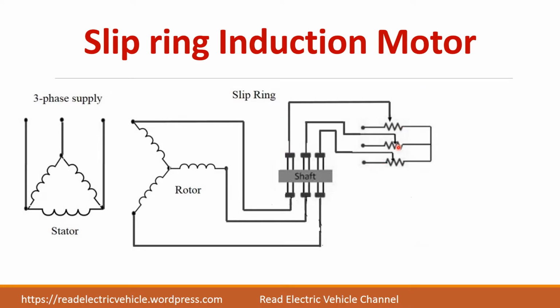By varying this rheostat, you can vary the starting torque of the slip ring induction motor. This is not possible in squirrel cage induction motor. Squirrel cage motor starting torque cannot be controlled, or the rotor side of the squirrel cage motor cannot be controlled. So that is the drawback of squirrel cage motor.